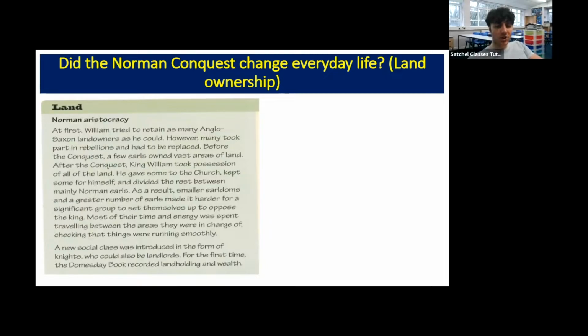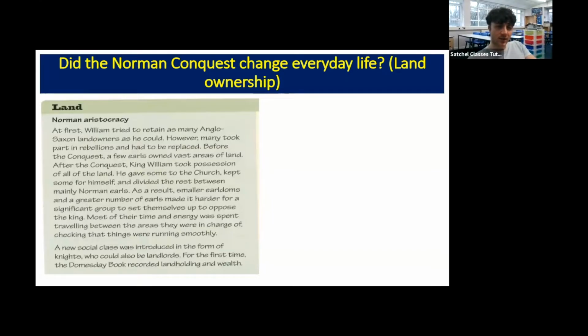So the really big change here is that under the Anglo-Saxons, land ownership was divided into a quite small number of vast earldoms. So there were earldoms like Mercia or Wessex, but there was only a handful of them, and they covered the whole of England. So the earls were a really small number of incredibly powerful people that controlled vast swathes of land.